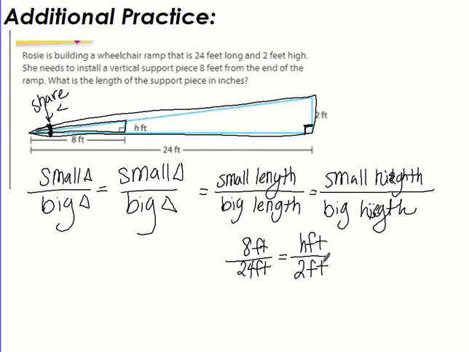All right, so the small length is 8 feet. The big length is 24 feet. We're going to compare that to the small height, the one we don't know, compared to the big height of 2 feet. Okay, this is where we use cross products. Multiply across. So we're going to get 24h equals 16, which I don't need to put the feet. So remember that.